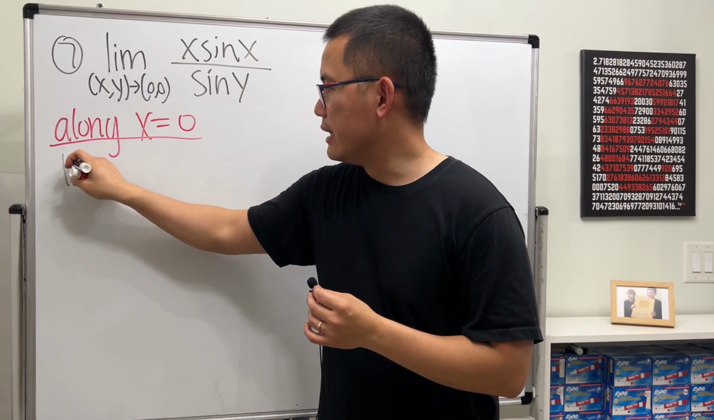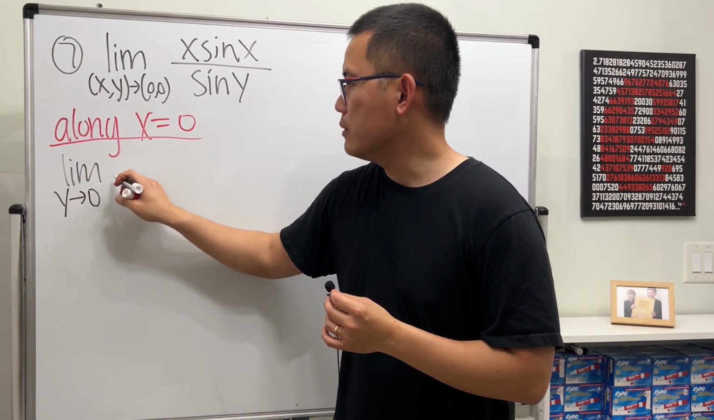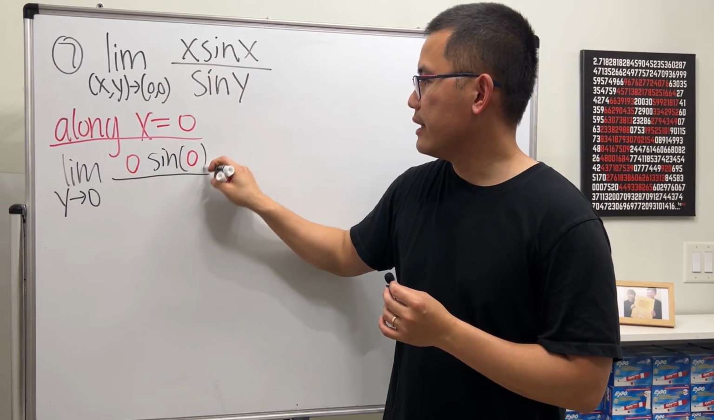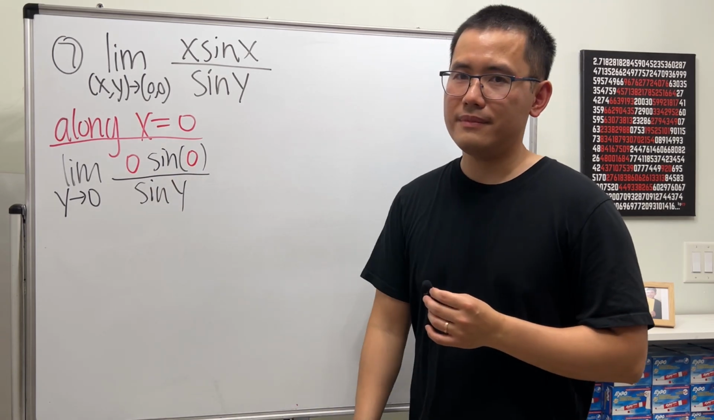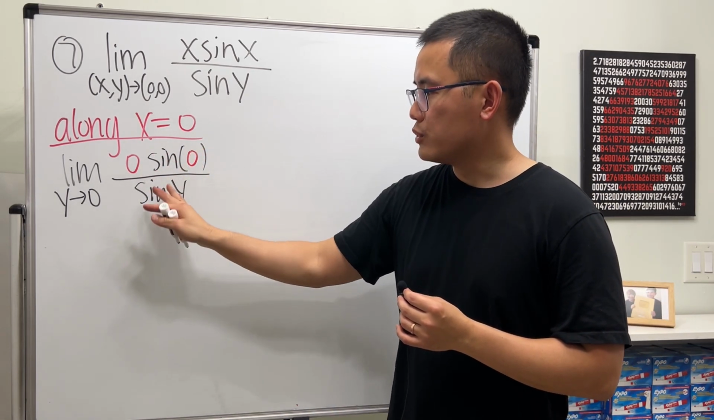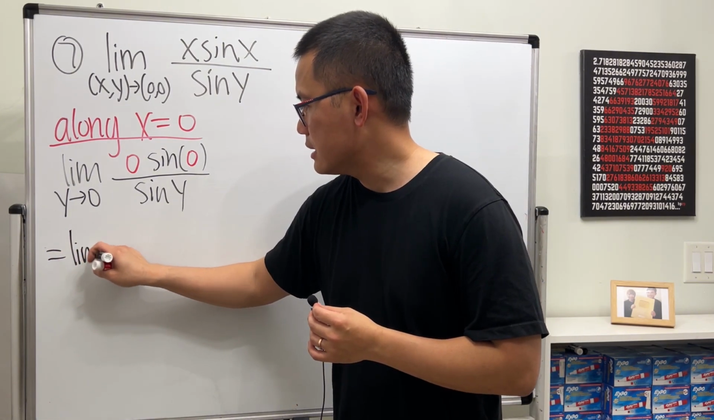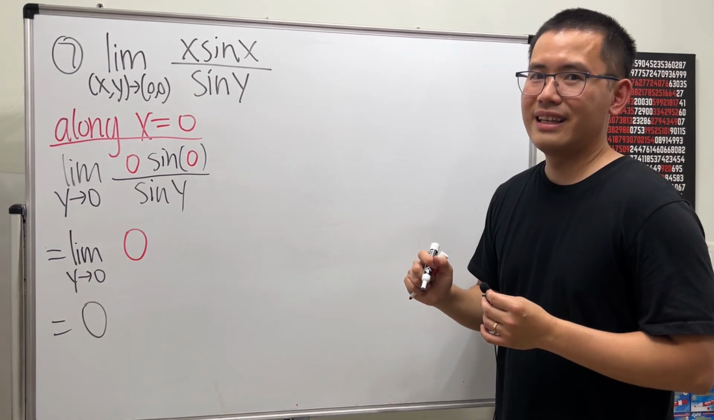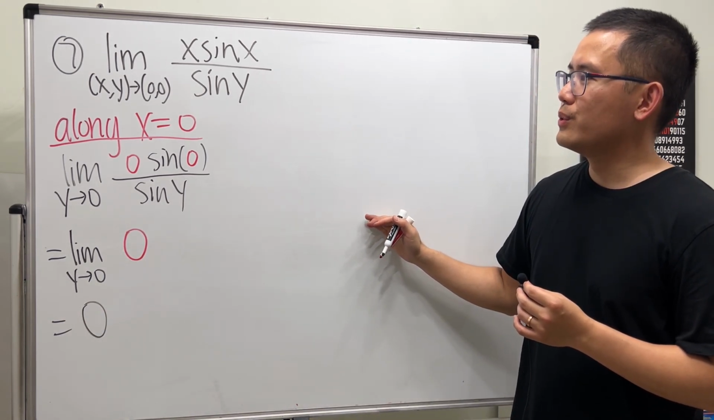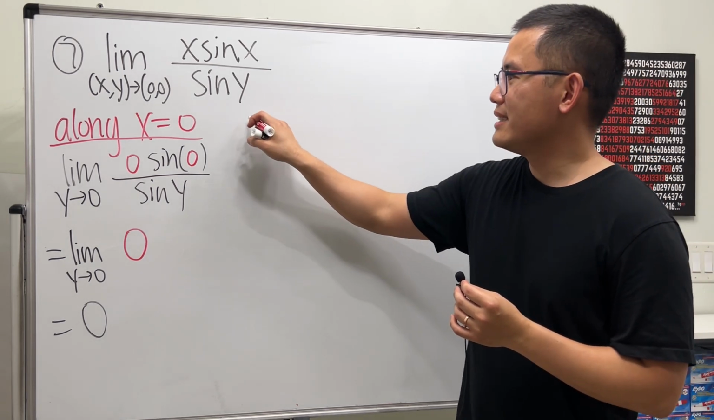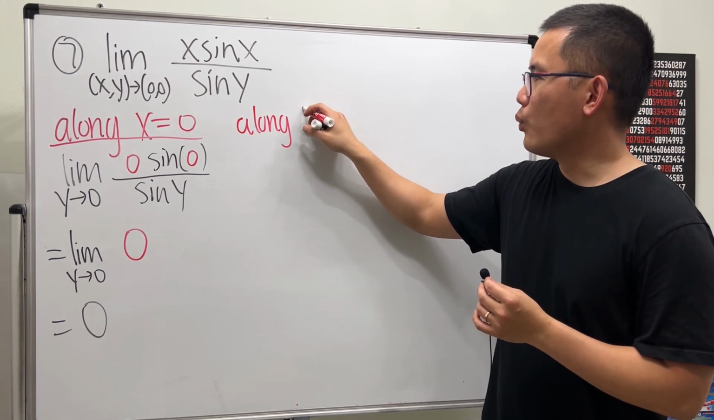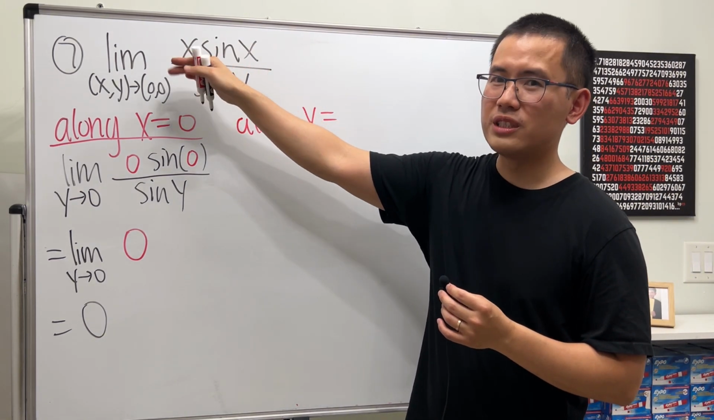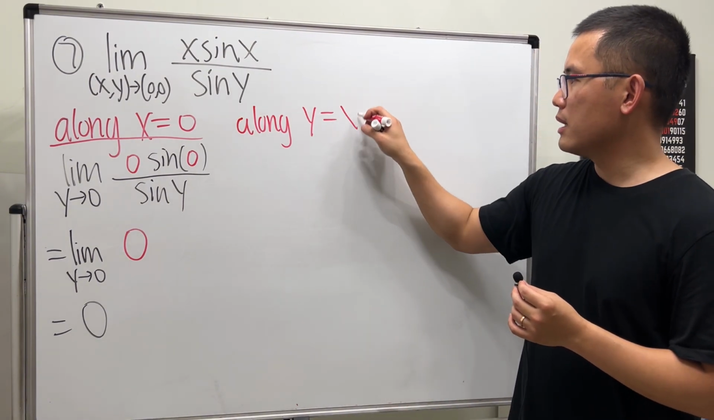Then we have the limit as y goes to 0, plugging 0 for x: 0 times sine of 0, and then over sine y. That's 0 over sine y, which is 0. So this is just the limit as y goes to 0 of 0. So this is 0. Done. Now, next, we have to do what? Try this. If we have along y is equal to x, then we have sine x, then they cancel. Just x approaching 0, so that's 0. So how about we try a parabola, y equals x squared.